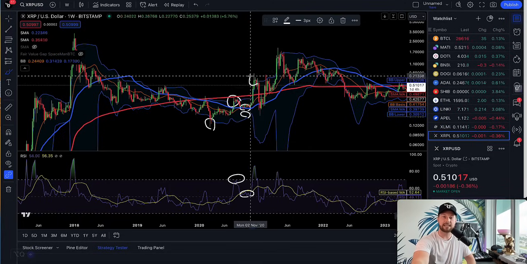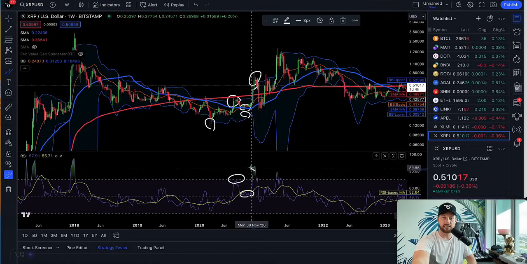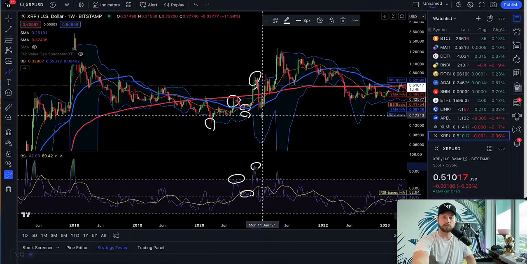So this is the second time that XRP went above the upper Bollinger Band right here and simultaneously went above 80 on the RSI. Now, this would have been a good point to take some profits right here, because then we saw the price crash all the way back down to 17 cents post lawsuit.